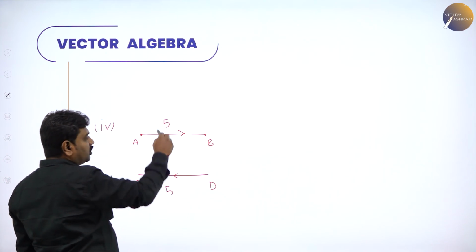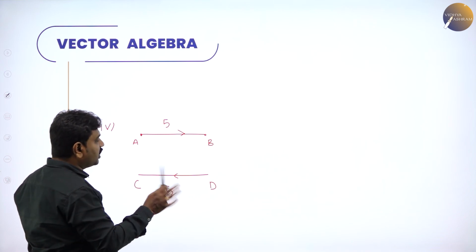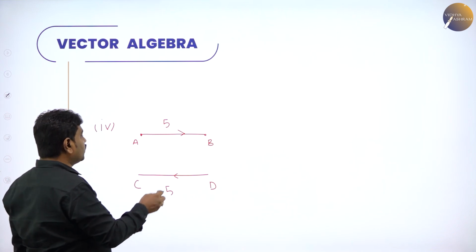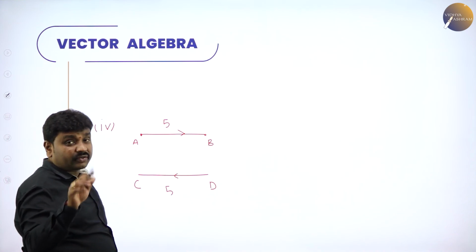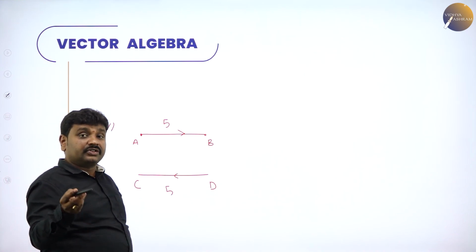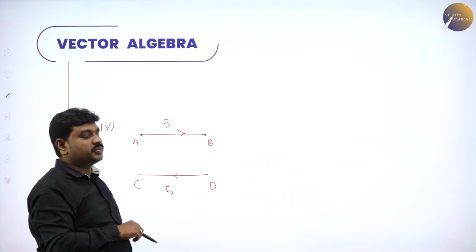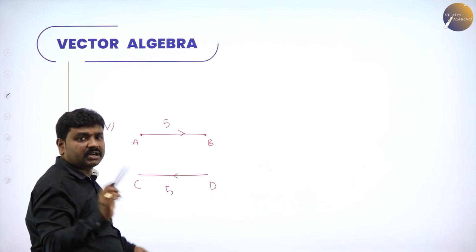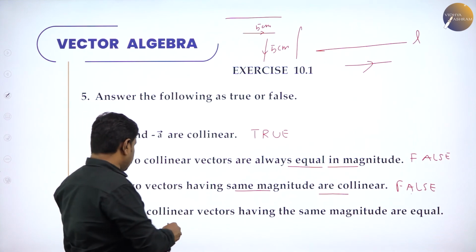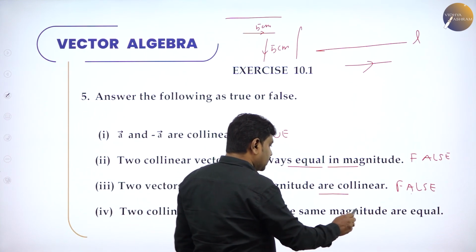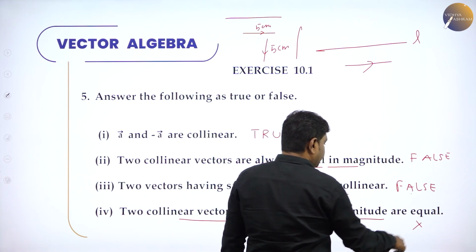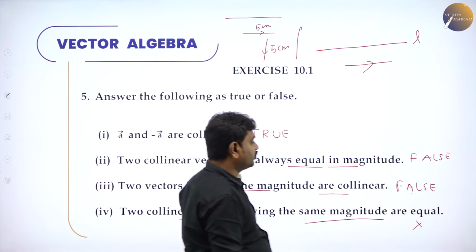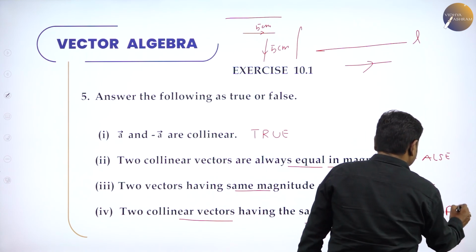Both have the same magnitude, but they are not equal. Why are they not equal? Directions are different. This is going from left to right, this is going from right to left. Two vectors are said to be equal if they have the same magnitude, and the direction also should be the same. But I can call these two collinear, but not equal. They have the same magnitude, they are not equal. Why? Because their direction may be different. So the last one is also false.